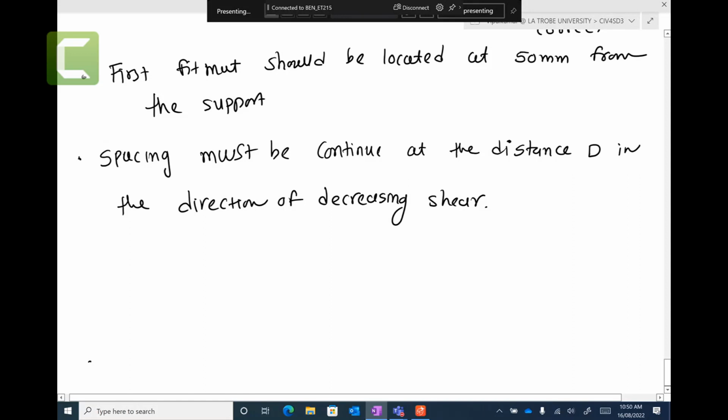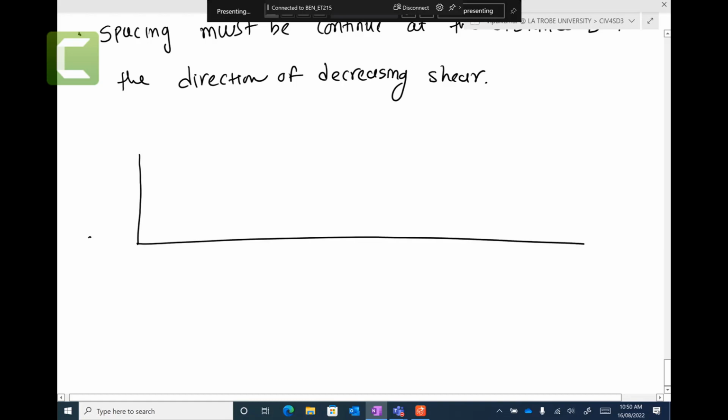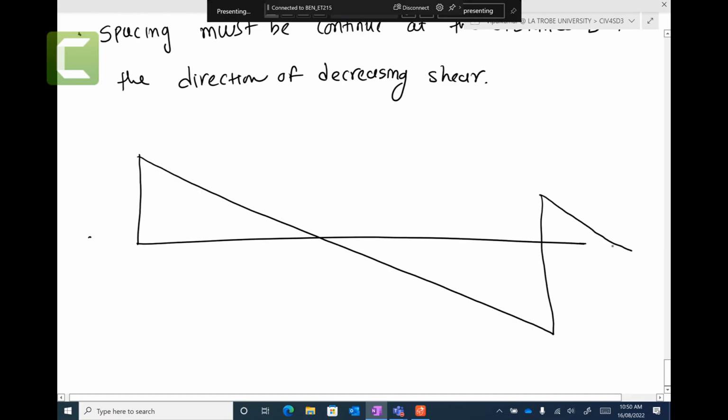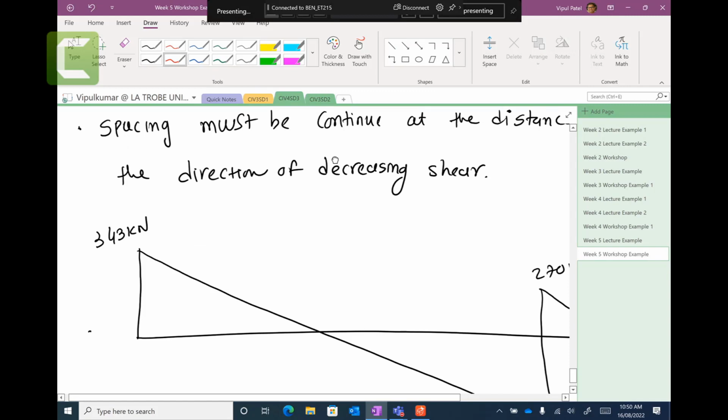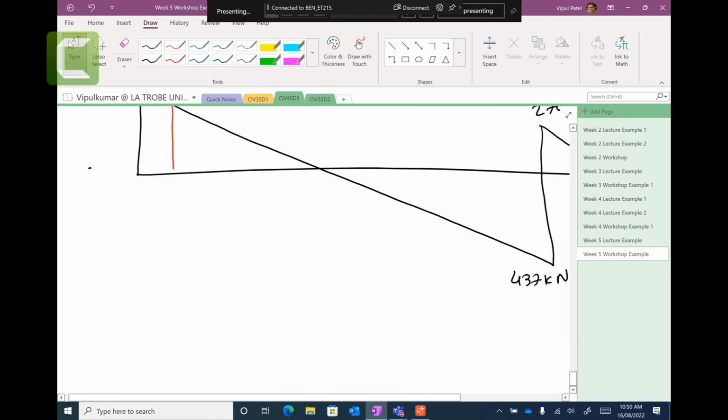For this shear force diagram that you have, you have 343 kilonewtons, 437 kilonewtons, and 270 kilonewtons. Your first fitment that you're going to provide is 50 millimeters from the support. So let me draw up these diagrams as well.